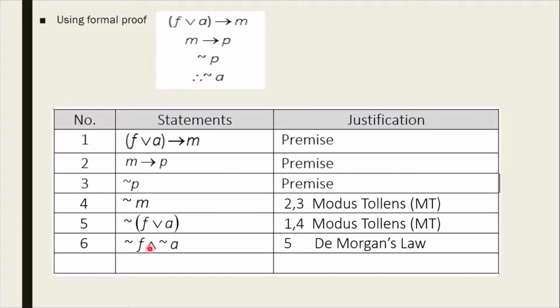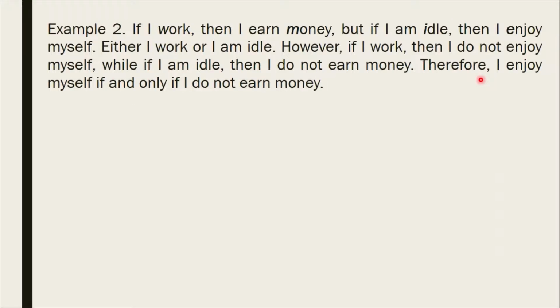Now, whenever we have a conjunction of two different statements, then we can get one of these two statements. Since our conclusion is not A, then we can get not A using simplification. Now, since we have arrived at our conclusion, then we are sure that the argument is valid. Okay, let's proceed to our second example.